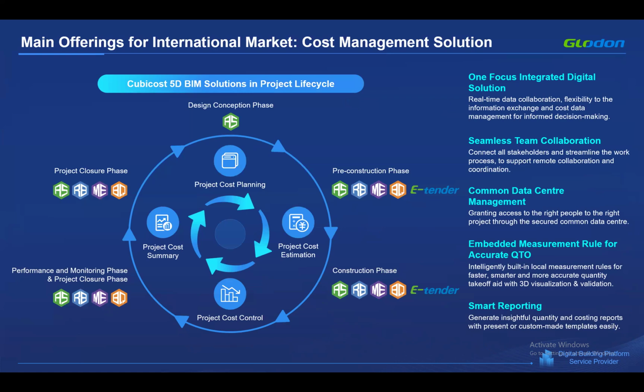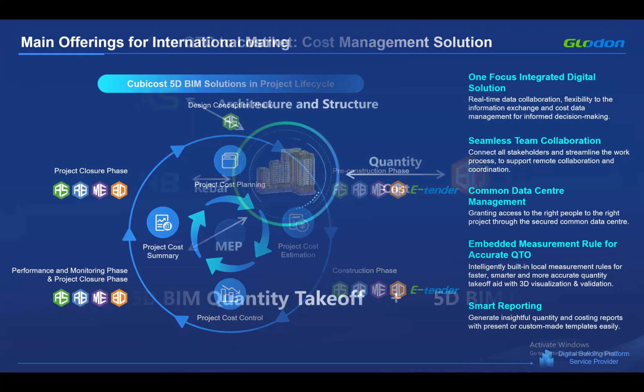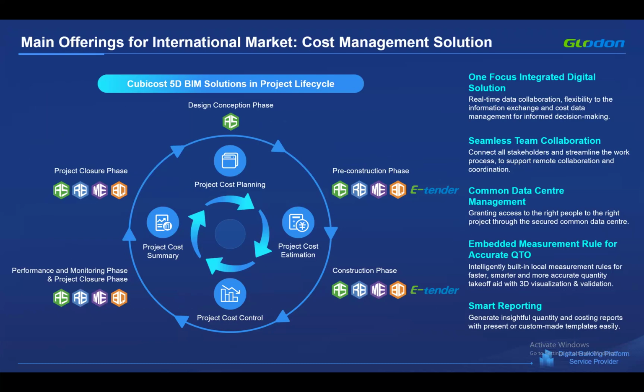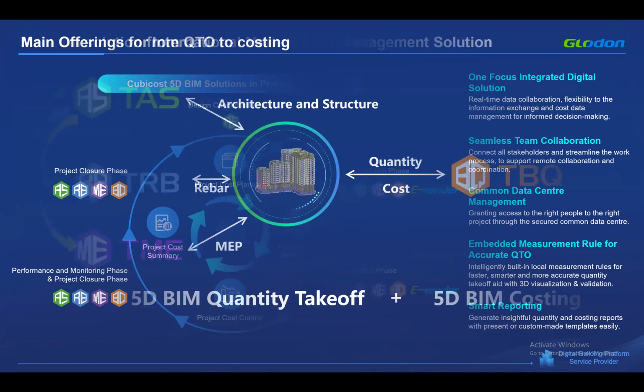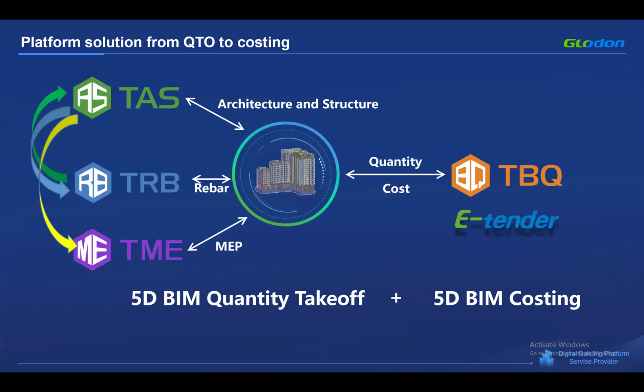You can use CubiCost 5D BIM software throughout the life cycle of the construction project. At the initial stage, you can use CubiCost software for BOQ preparation and cost planning, and you can use it in the construction phase. You can extract quantities for interim payment applications, do drawing comparison, and extract quantities for variations. Then you can use our software for performance monitoring, and in the project closeout period, when you prepare the final account. TES, TRB, and TME are for quantification, and TBQ for cost management. So this is a simple explanation of the CubiCost work process.